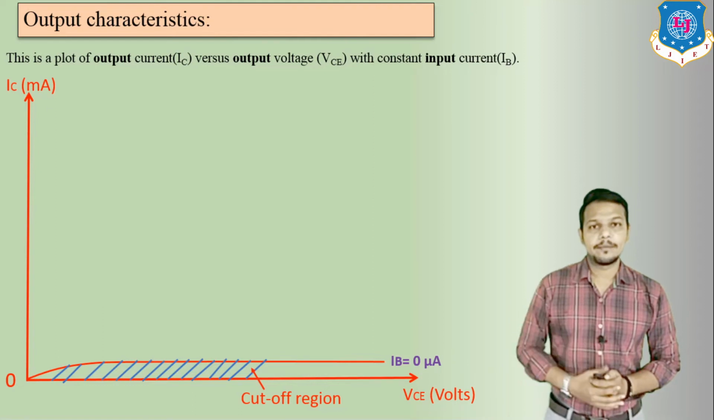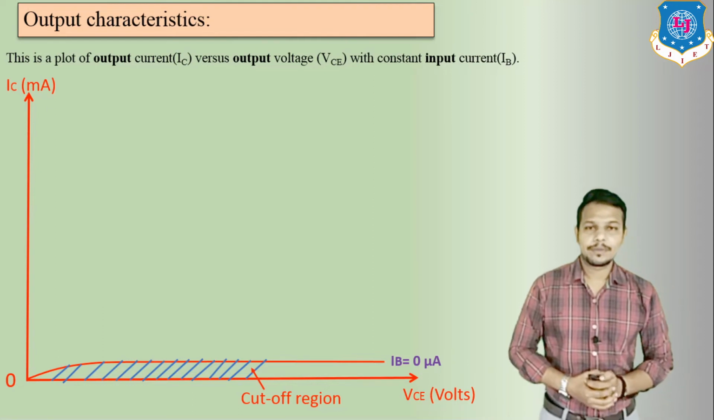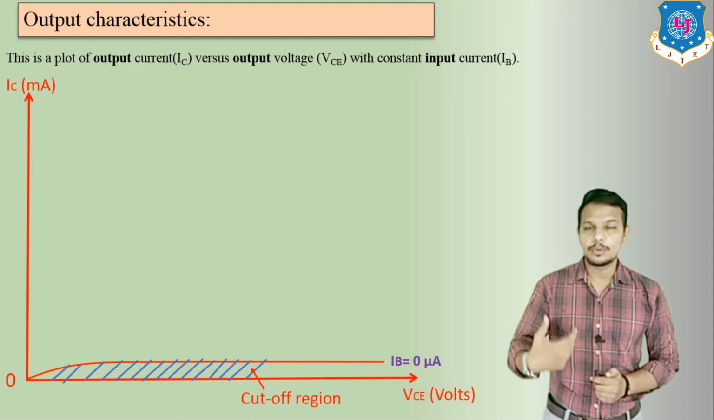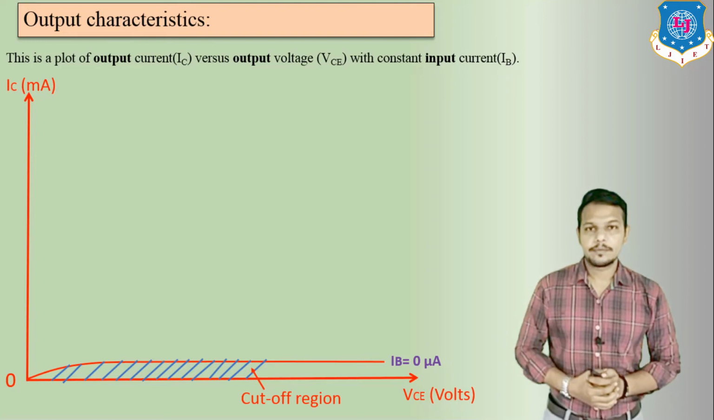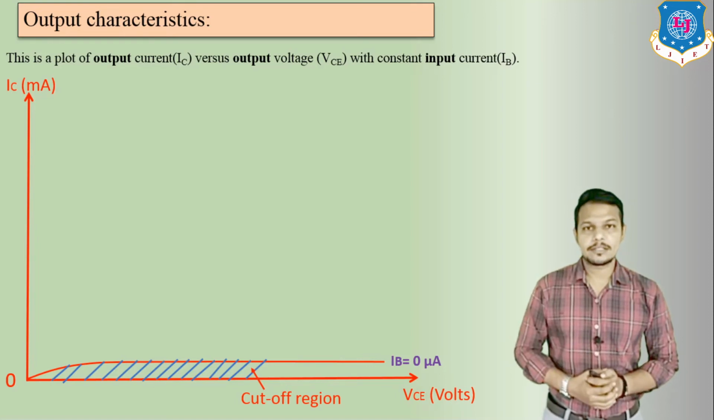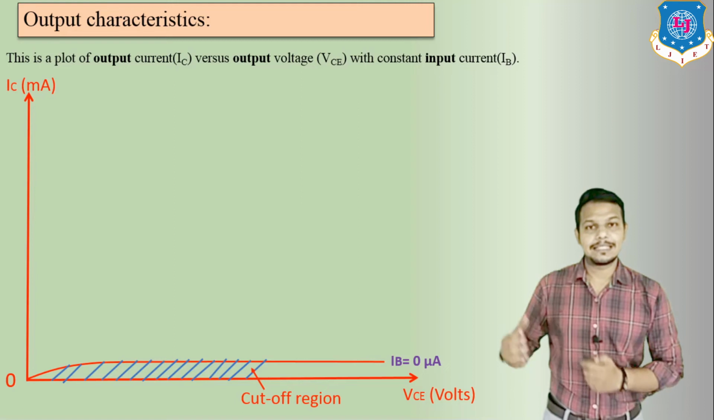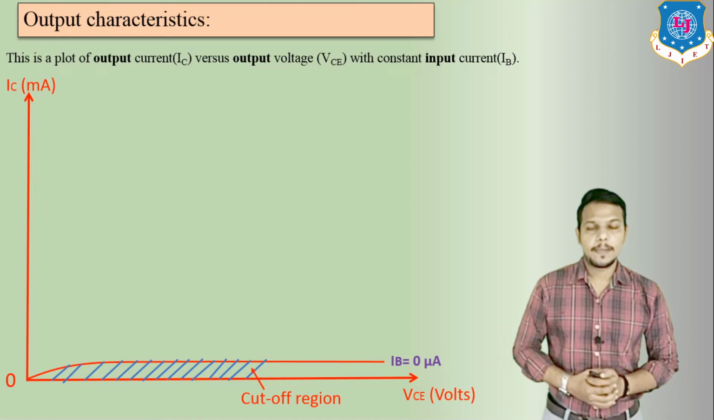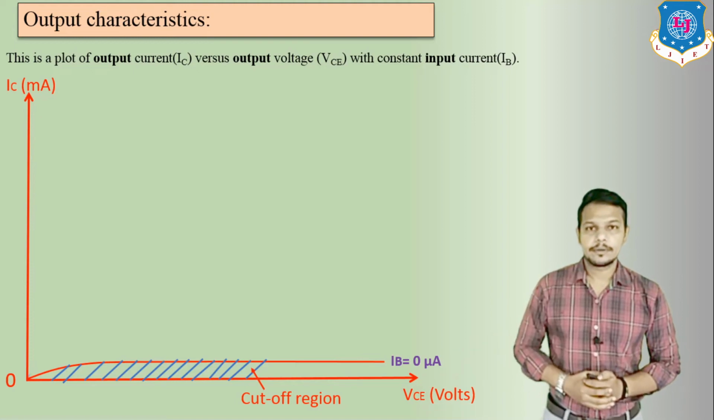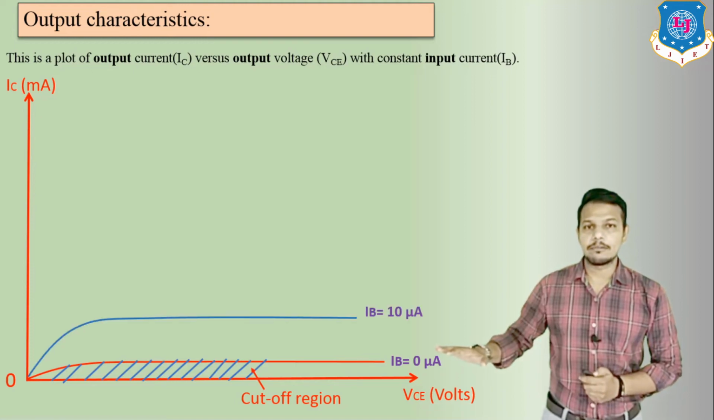Now, second, the active region. Active region means your BE junction should be in forward bias and your CB junction is in reverse bias. That means this is the active region. But here we can see that at a fixed value of VCE, IB is equal to 10 microampere.